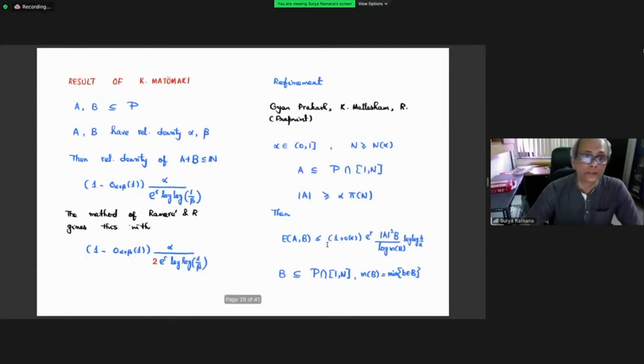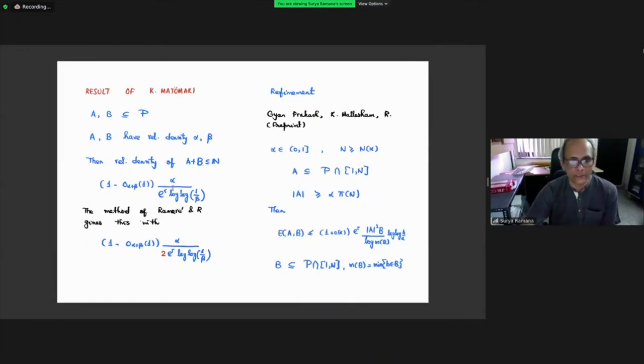Now, when we obtained this result, Matomaki also obtained another result, which is closely related to this, so I would like to mention it for a moment. If you take two subsets of the primes which have relative density alpha and beta, then she showed that the relative density of the sum set is at least this much. This result is optimal, and Matomaki uses the method of Green and Tao to arrive at it. Now, the method that Ramare and myself use, which is based on Ramare and Ruzsa, gives the same result on this problem, but with a factor of half, so it's lower than this by a factor of half.